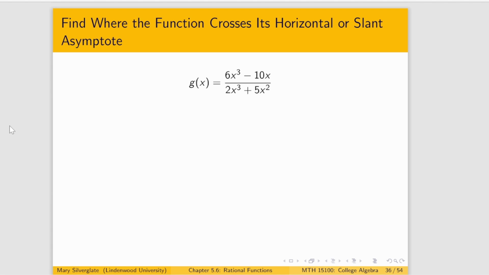So let's look at this as an example. So first of all, you may want to just factor this to make sure nothing simplifies. So in particular, on the numerator, we might notice that there is a greatest common factor of 2x.